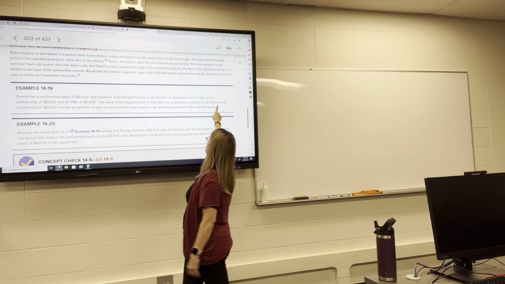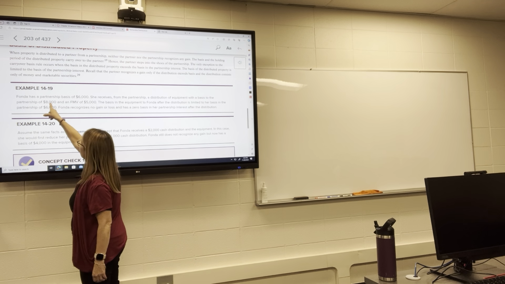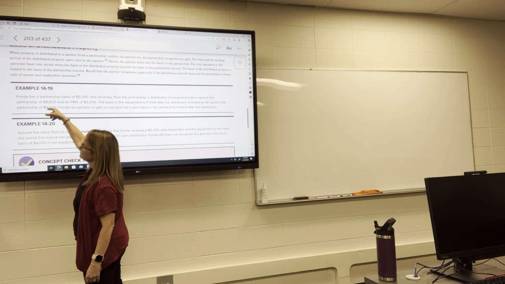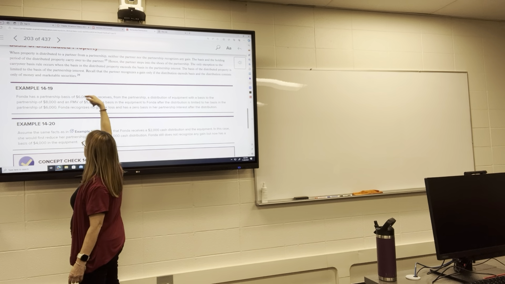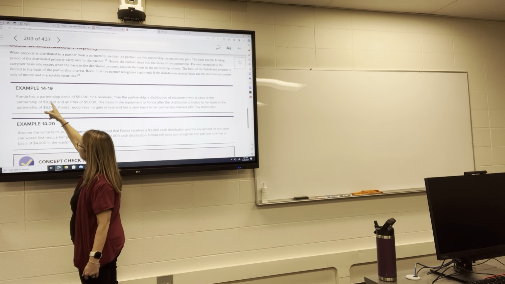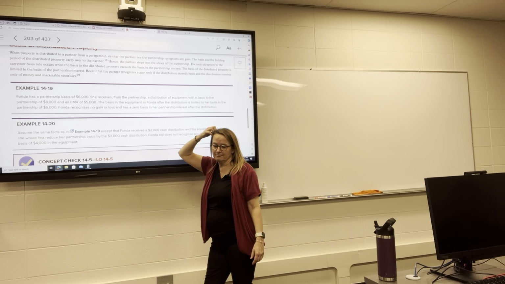So essentially, even though she is stepping into the shoes of the partnership, and the partnership had a basis of 8,000, ordinarily, if the fair market value was higher than the basis, then she would be limited to the basis. But because in this case it's lower, the most that she can get as far as her basis is what her basis was in the partnership.